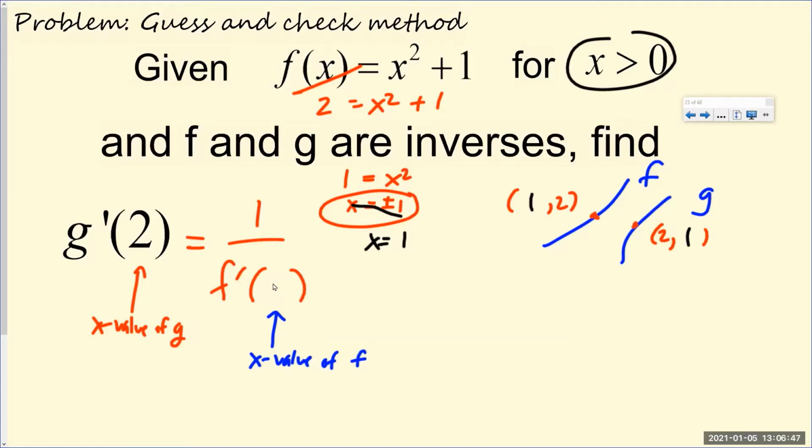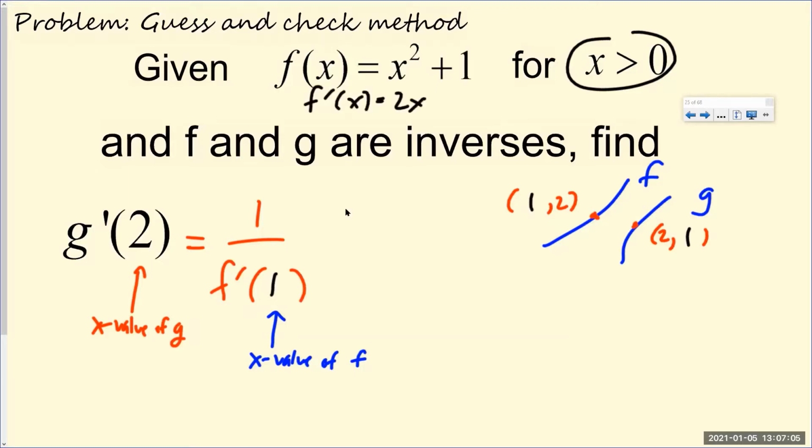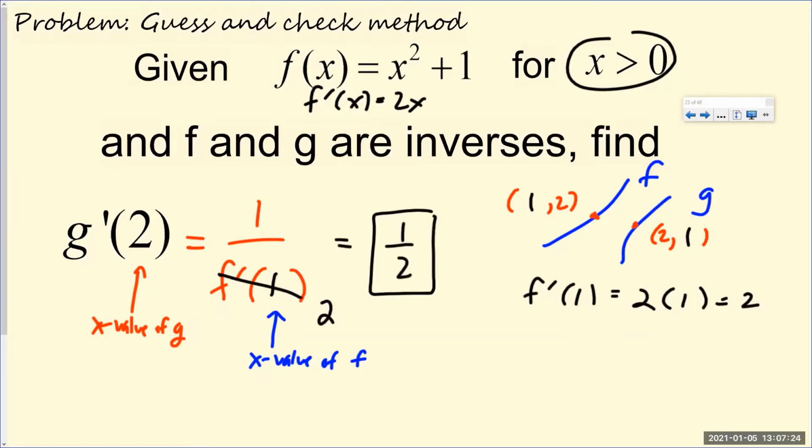And then what number goes right here? 1. It's the x value of your f. And then I just plug into this formula and figure out what 1 over f prime of 1 is. Well, can I figure out what f prime is if I know what f is? Sure. F prime of x is equal to 2x. But I don't want f prime of x. I want f prime of 1. So f prime of 1 is equal to 2 times 1. And what's 2 times 1? 2. Be careful. My answer is not 2, though. The denominator is 2. So what's my full answer? 1 over 2, 1/2. That's how you do this problem.